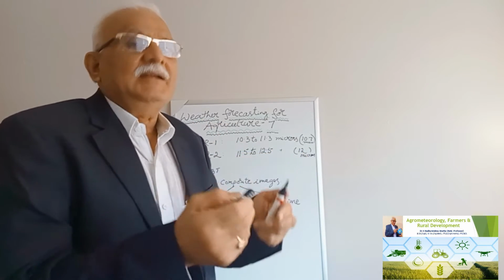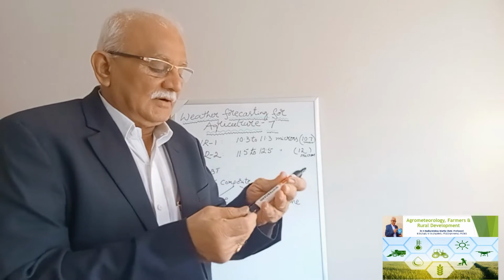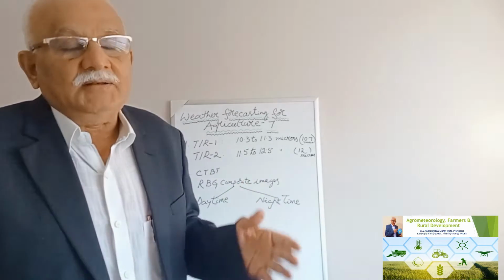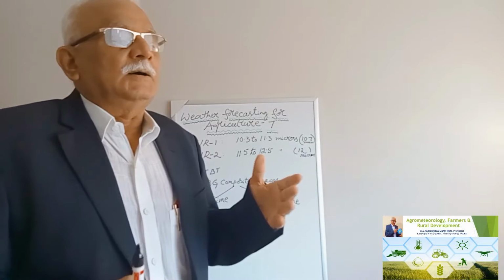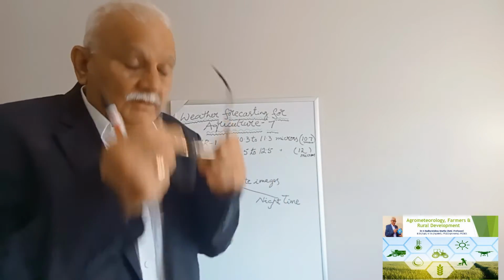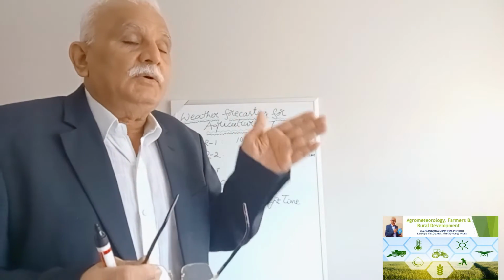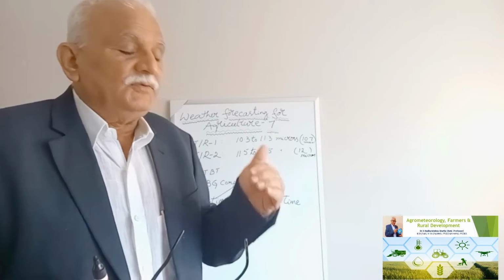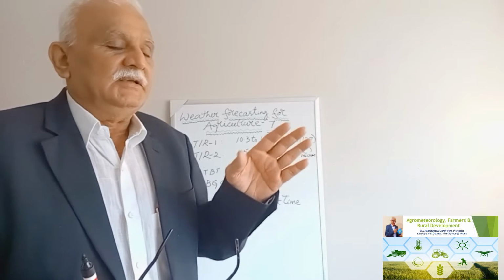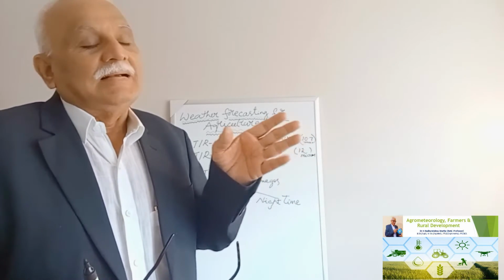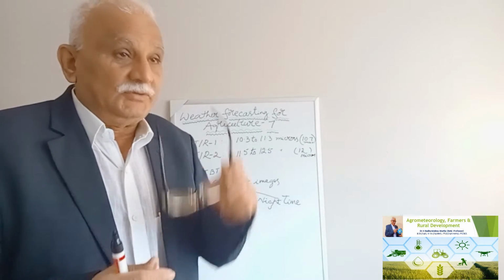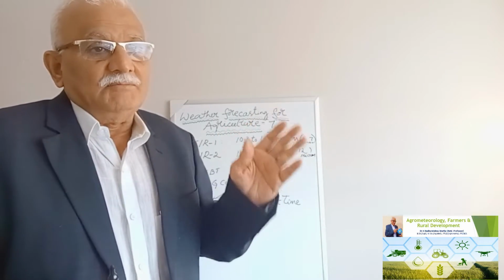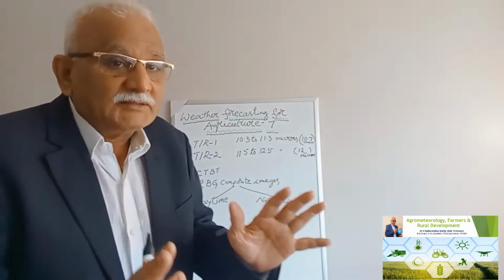Here in this class, what we try to understand are thermal infrared 1, thermal infrared 2, CTBT, cloud top brightness temperature, and with reference to the microphysics of RGB, red, blue and green. So these are the things that we are going to see. First one, the thermal infrared 1. What is thermal infrared 1?